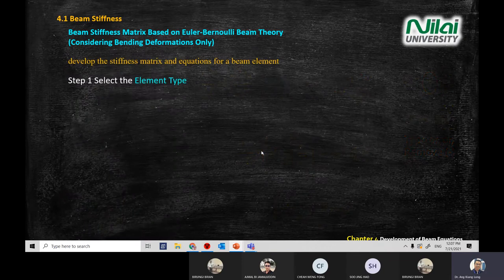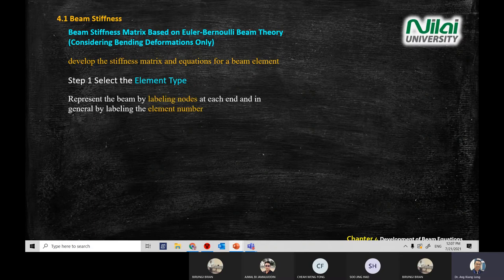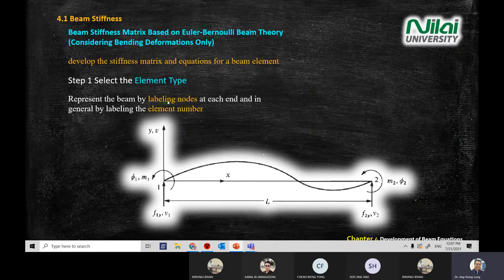Today we're going to look at how we derive the stiffness matrix. There are 7 steps, like what we learned in chapter 3 or even chapter 2. Step 1, look at the element type, and then start labeling the points. Point 1, point 2. There's a force at point 1, F1y or V1, and at point 2, F2y or V2. And there's a moment for a beam, so label M1 and the rotation angle theta or phi 1 for point 1, and the same for point 2. This is the first step when you solve a beam problem: label the points, look at the structure, and analyze how many points you need to solve.